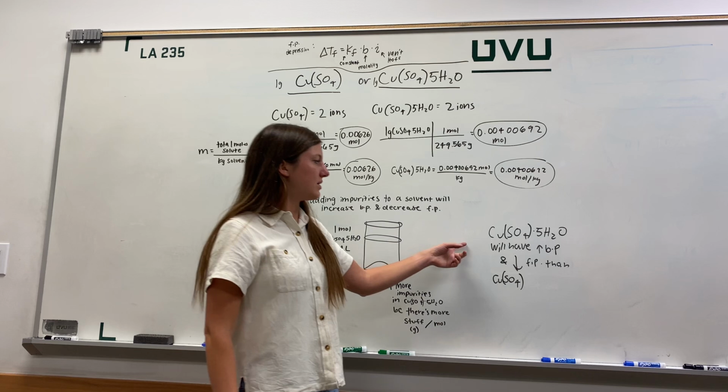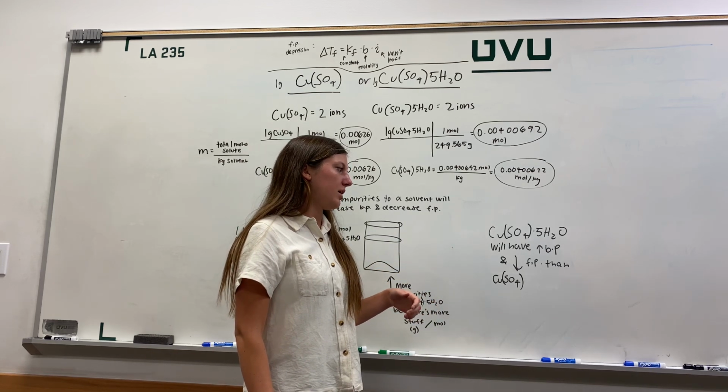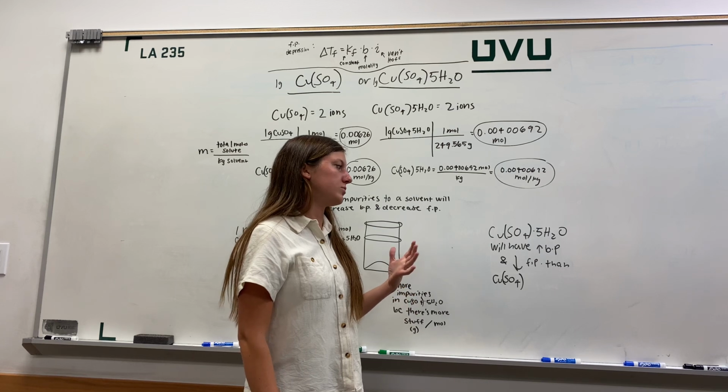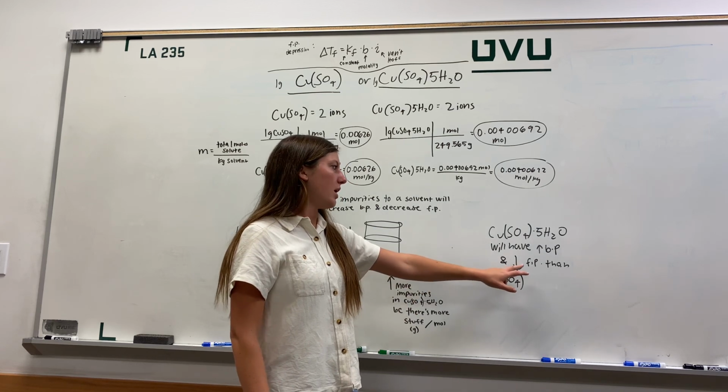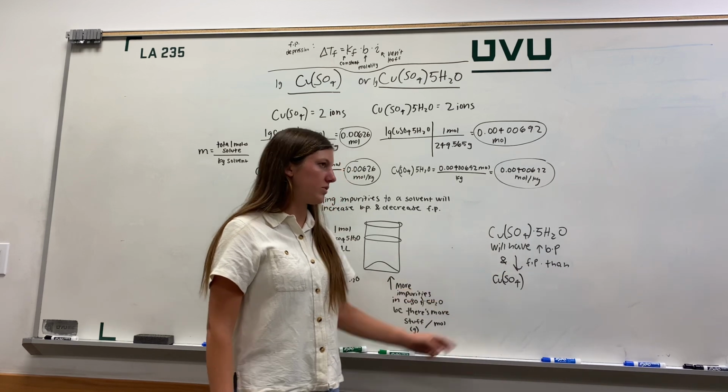So we can see that the copper 2 sulfate pentahydrate will have a higher boiling point and lower freezing point, so an increased freezing point depression than the copper 2 sulfate by itself.